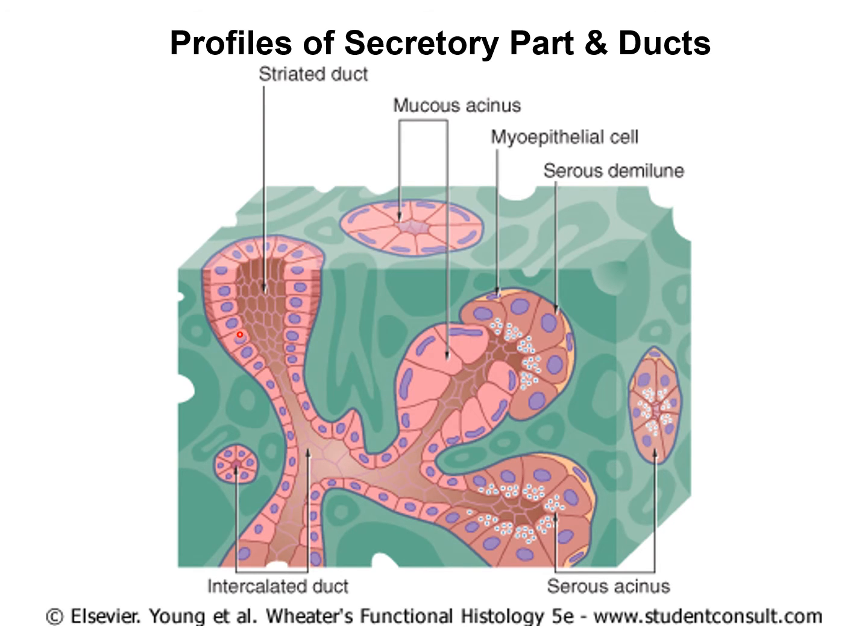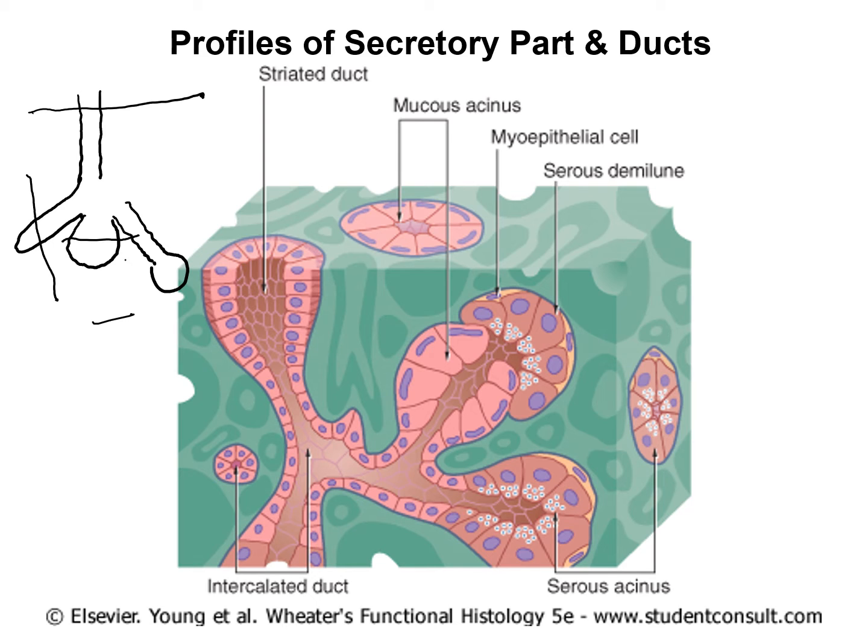So this is the duct, right? And we said the duct is shaped like this, and this would be the tubule, or this would be the acinus, the tubular acinar secretory part. When we section them, when we cut them, what we see are the circular profiles. So this is a circular profile of this particular tubule, right?